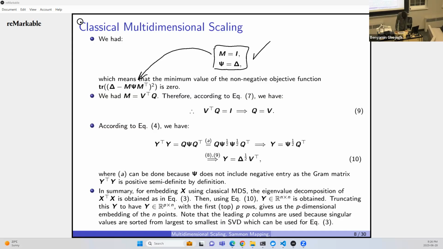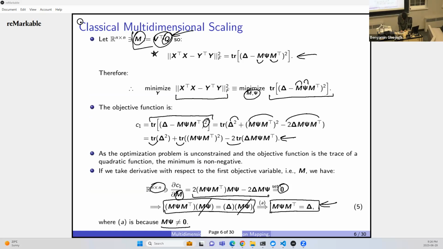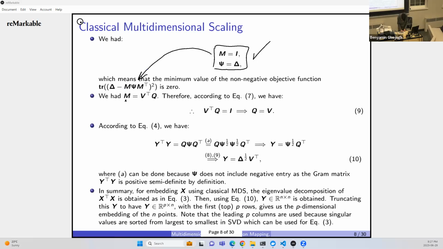Then we also remember the definition of M. This is my definition. M was V transpose Q. We saw that the solution M is identity. Therefore, V transpose Q is the identity matrix. When V transpose Q is I, it means that Q equals V. Why? Because I know that V is an orthogonal matrix. Do you remember? It's in the eigenvalue decomposition. Therefore, Q must be equal to V, so that we have V transpose V equals I.